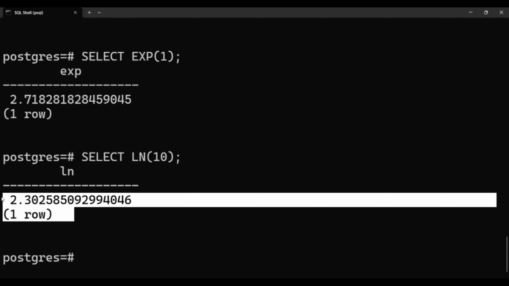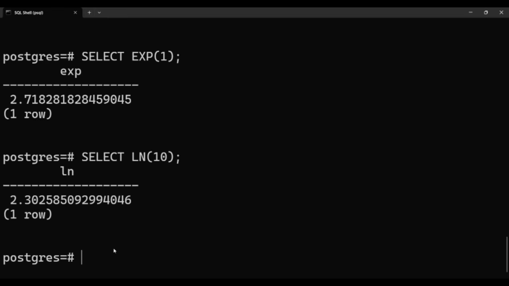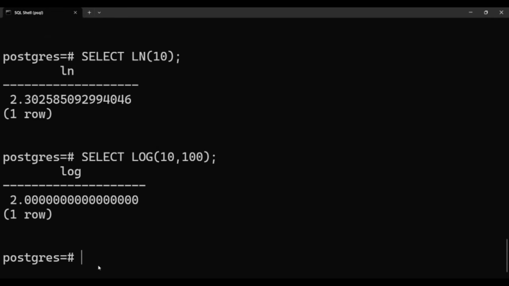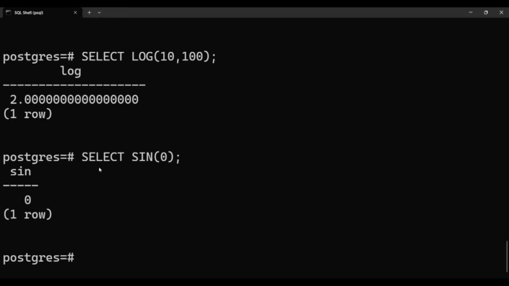Next, LN, natural log. LN means natural log. That means the base value will be e. For that also, select LN of, and you can give any value so that you will get the output accordingly. For natural logarithms, the base value will be e, right? Next, LOG of, log with any base. The base can be any number. It's not particularly e or something else. So here, if you can see, log of 10 with base value 100, we got the output as 2, right?